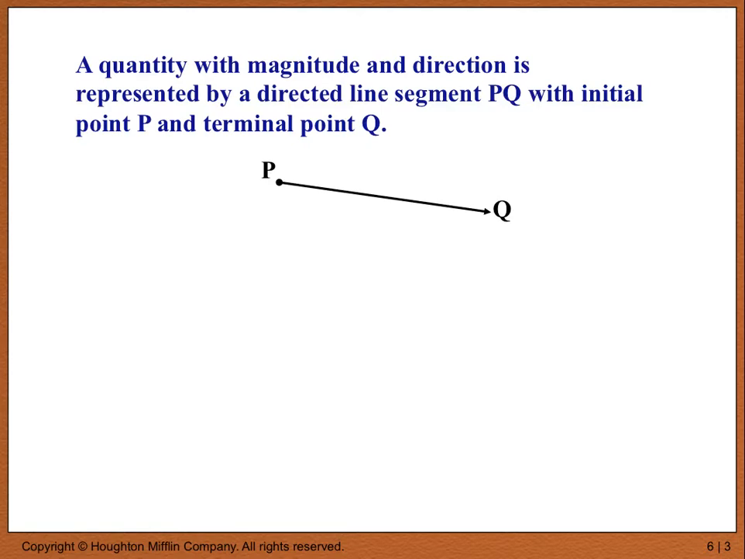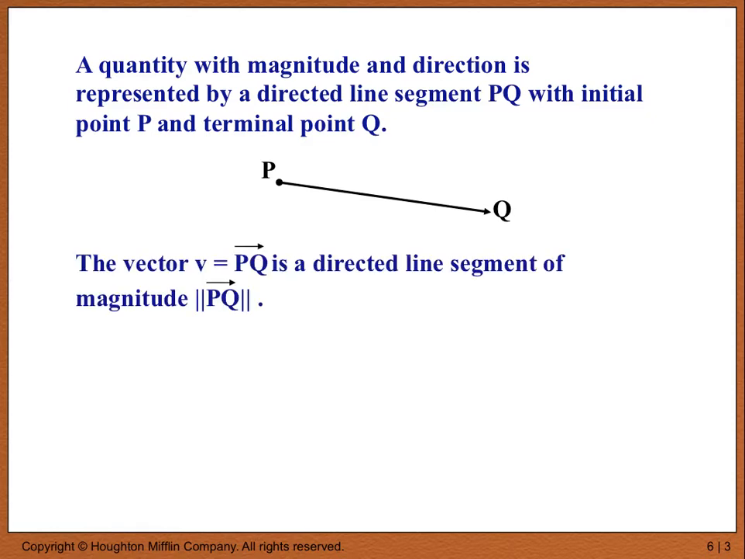A quantity with magnitude and direction is represented by a directed line segment PQ with the initial point P and terminal point Q. The vector v equals segment PQ is a directed line segment of magnitude ||PQ||, and that magnitude, you'll notice, is between 2 sets of parallel lines. This is simply the symbol for magnitude. I don't know whether you've seen it before or not. Sometimes people think it looks like absolute value, but it's like absolute value with double lines instead of single lines. But by convention, that is simply the symbol for the magnitude of a vector.